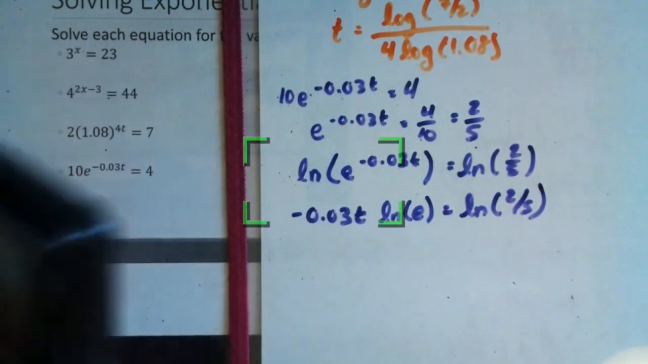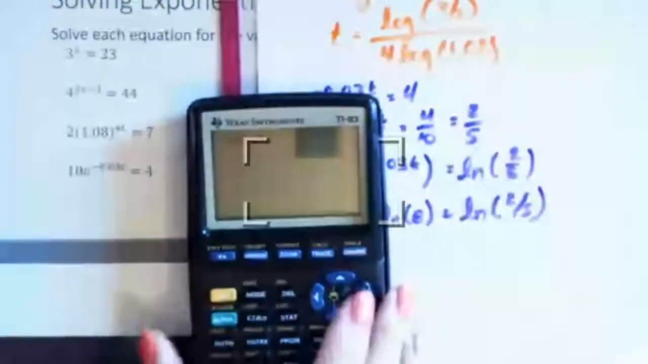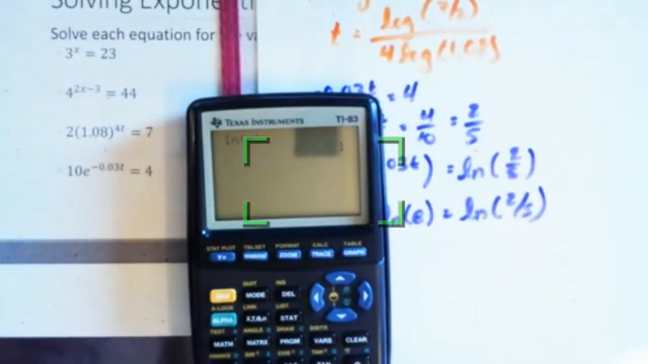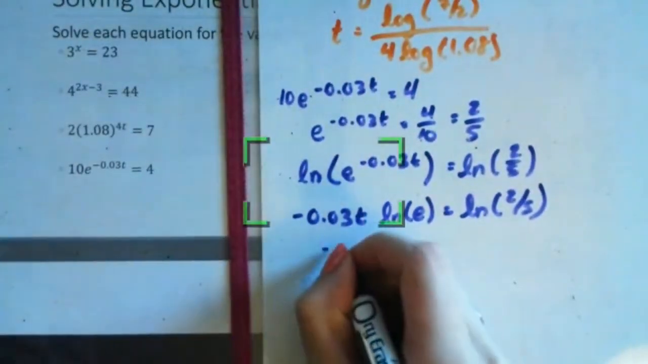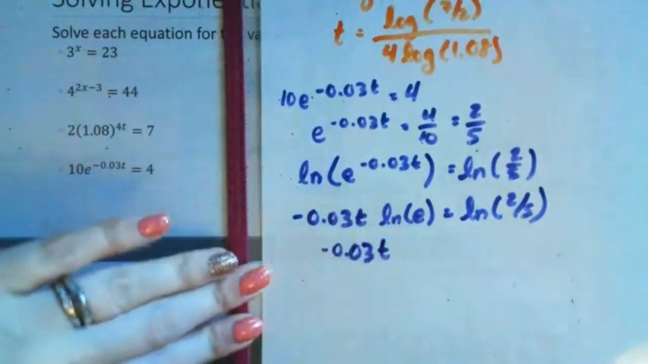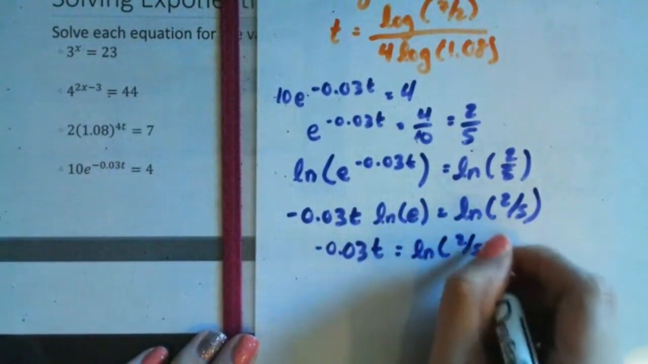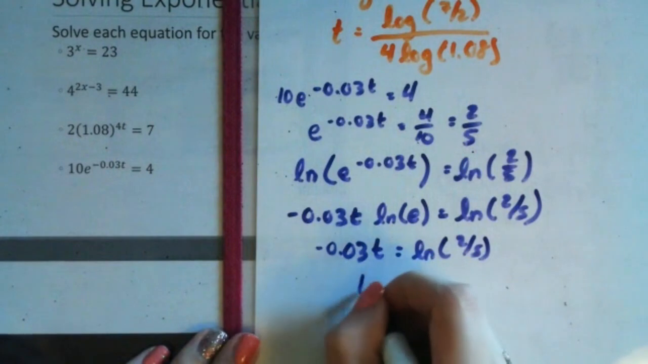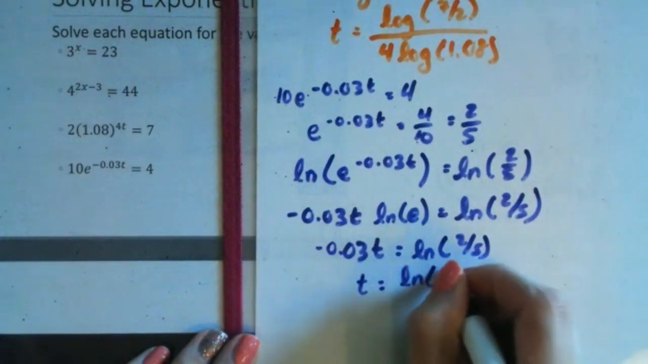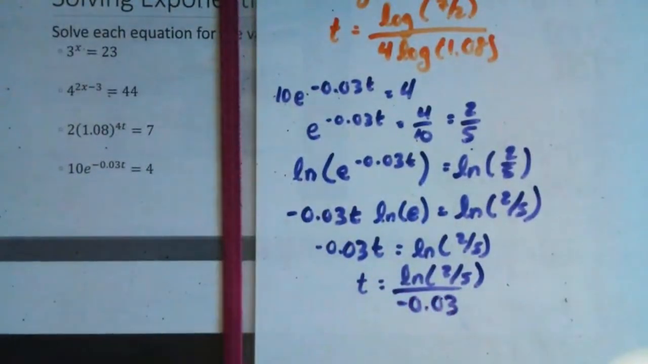But, check this out. The natural log of e is equal to 1. So what I have is negative 0.03t times 1, which doesn't change anything, is equal to the natural log of 2/5. So to solve for t, I divide both sides by the negative 0.03. So t is equal to the natural log of 2/5 divided by negative 0.03. And we have our answer for t.